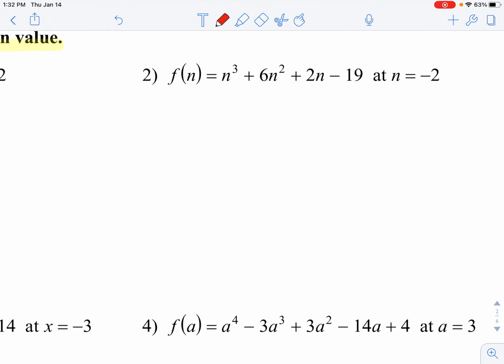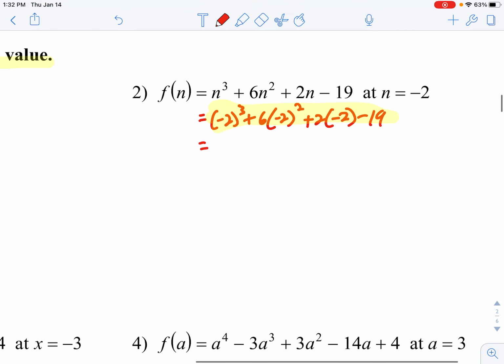To evaluate, before today's lesson, what you would do is negative 2 to the third power plus 6 times negative 2 to the second power plus 2 times negative 2 minus 19, and then you would have to work this out. Go through all the steps, do all the arithmetic, etc. Whatever answer you get is the answer to the question. Maybe just for kicks I'll do it one time, but that's not the point of this lesson. You don't want to do this. I'm only doing it this once just for demonstration purposes.